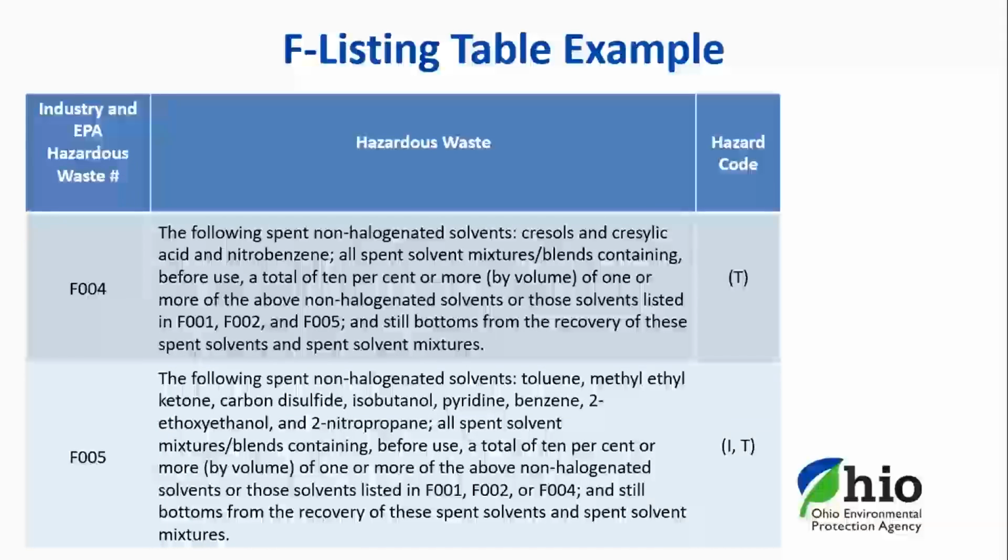So this is a snapshot of the F-list table. You can see that the waste codes are listed here on the left-hand side. In the middle column is just a description of the waste that falls into this category. And on the right-hand side is the hazard code, which just indicates why that waste belongs to the list. In the case of the ones on this slide, T stands for toxic waste and I is ignitable, but you may see several other hazard codes listed.